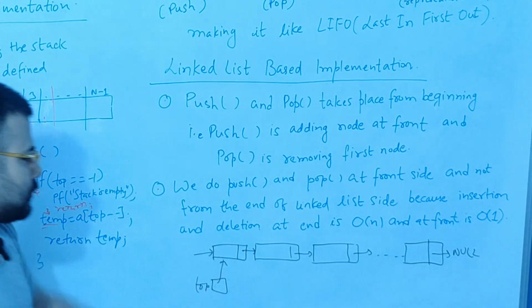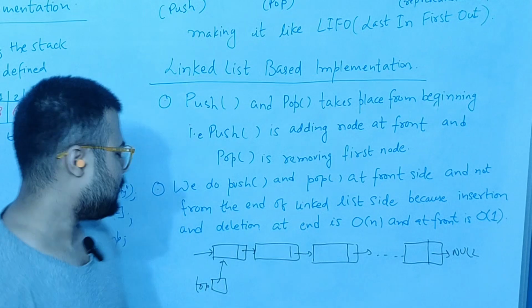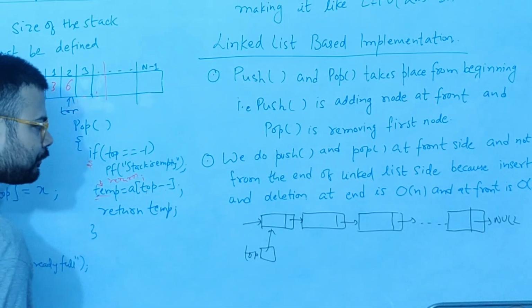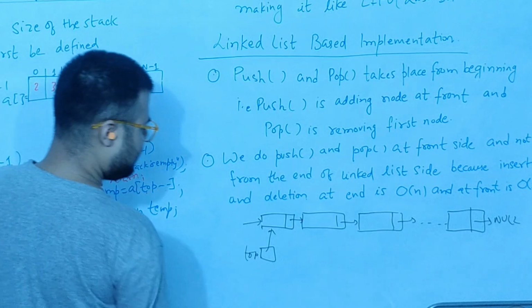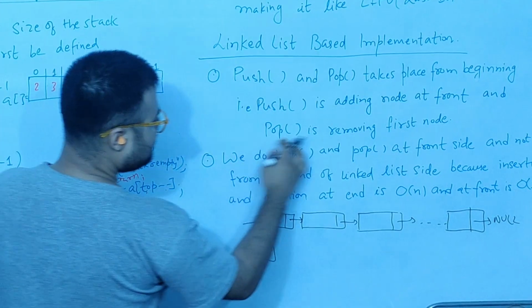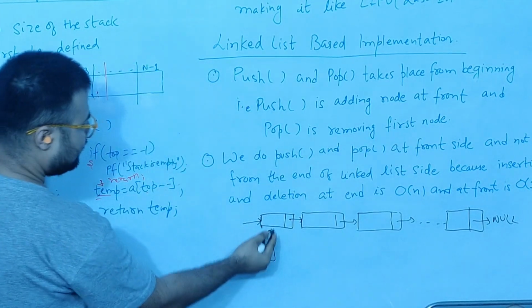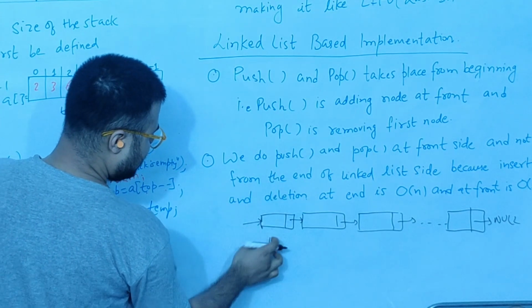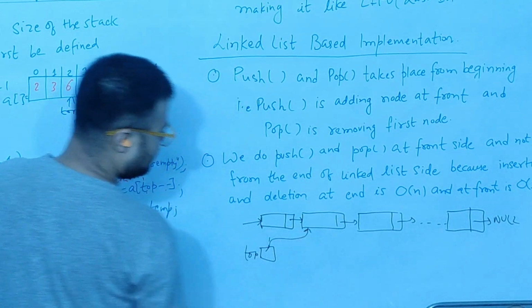Top is pointing to the topmost element. So push means adding an element to the top, means adding one node to the front. Pop means removing the first node. So this will be freed and this top will be pointing to this.